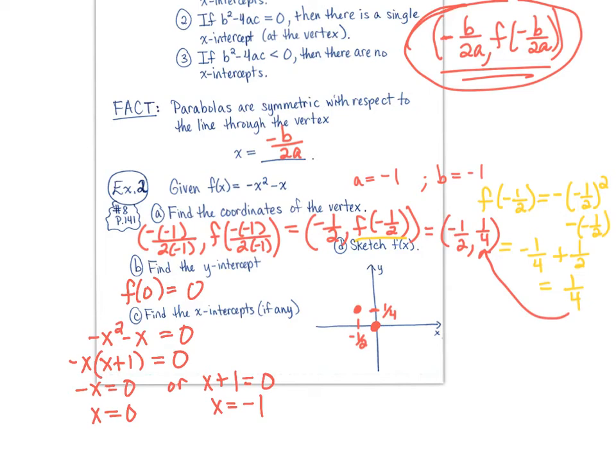So your x-intercepts are the origin and negative 1, 0. So this point here. So then you sketch your graph. That's it. What questions do you have?